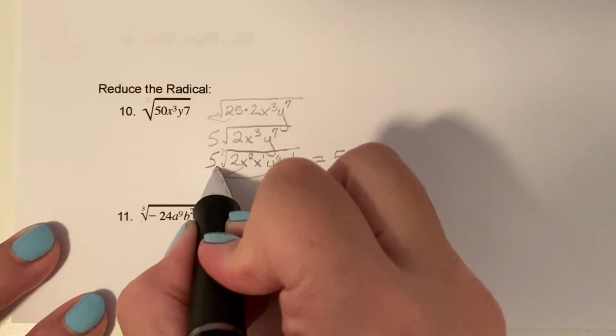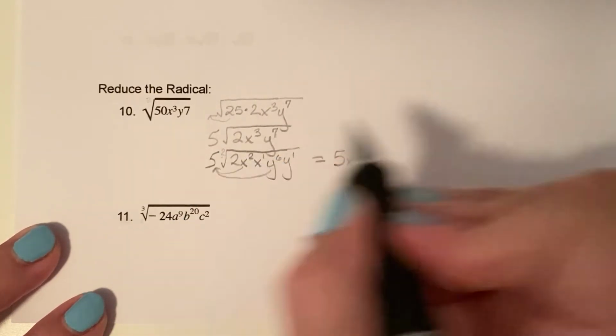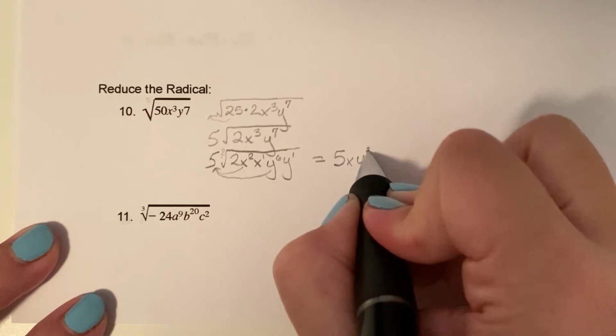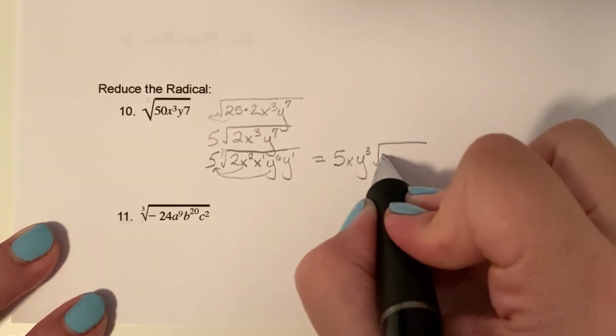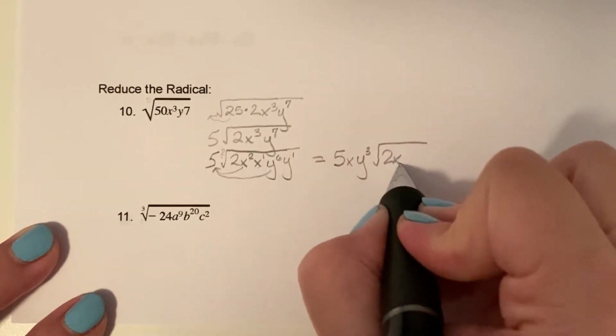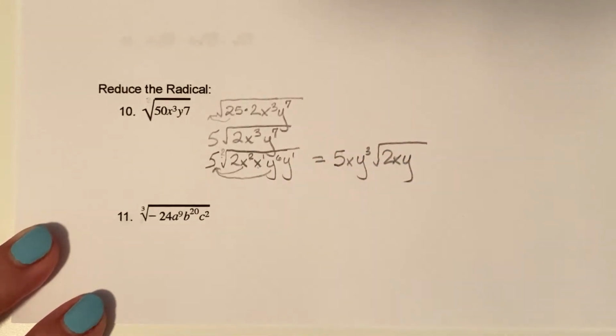When we square root the y to the 6th, 6 divided by 2 gives us 3. So y cubed. Finish out with what's left, 2x and y. And that's it.